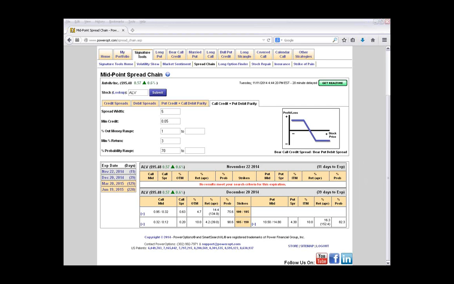So those are two quick tools. Gerard quickly asked, does it do neutral spreads like straddles and strangles?